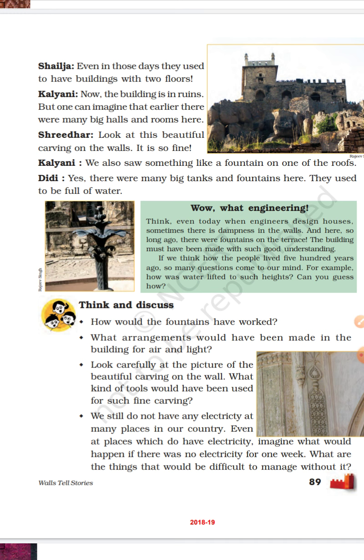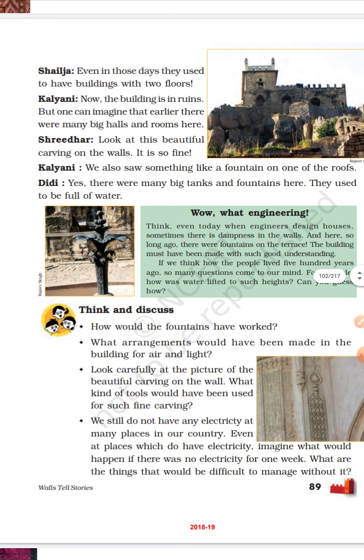Look carefully at the picture of the beautiful carving on the wall. What kind of tools would have been used for such fine carving? All this carving is made by humans. They didn't have machines. Instead, they used conventional tools, meaning hammer and carving tools. Okay, all these designs are made by hand.